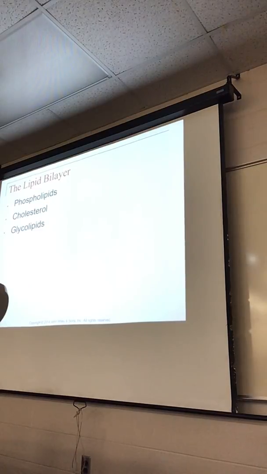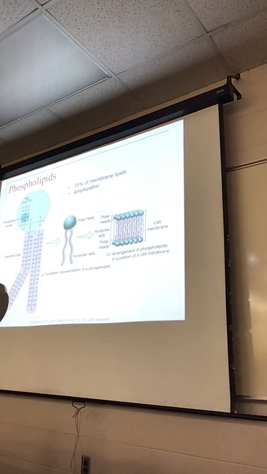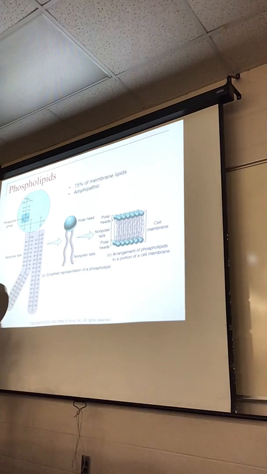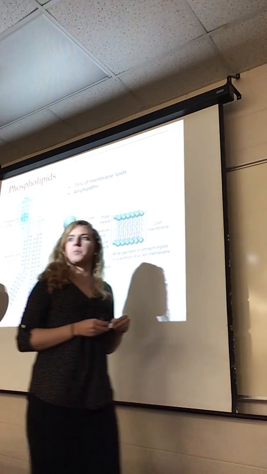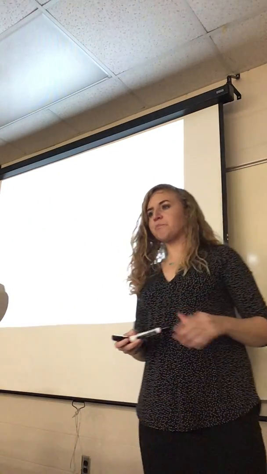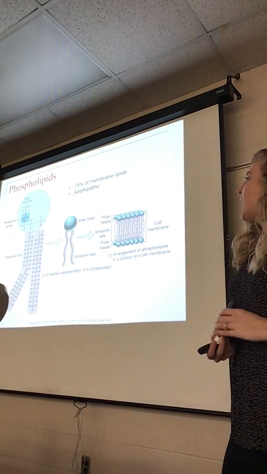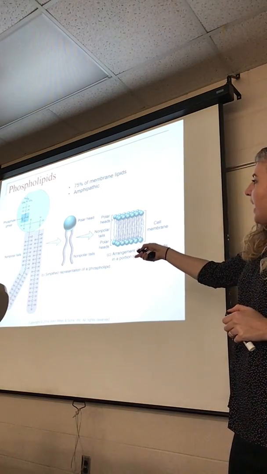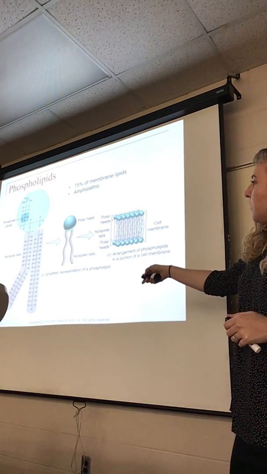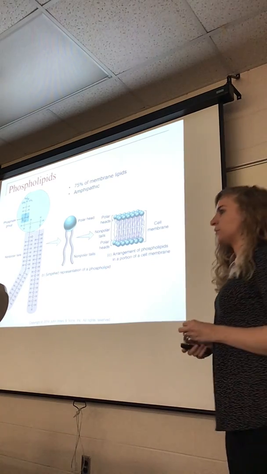All right, so we're first going to look at the lipid bilayer of the cell. You've got three major types of lipids in the cell: phospholipids, cholesterol, and glycolipids. We're going to start out by looking at the phospholipids, which is the one that we talked primarily about in the lab. Your phospholipids have a phosphate group in the head, and then they've got nonpolar fatty acid tails. Okay?